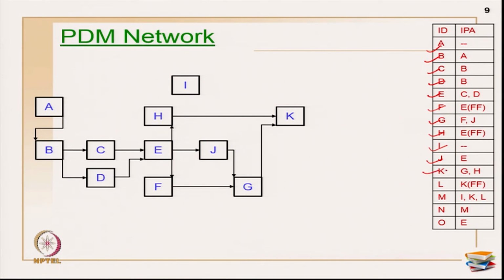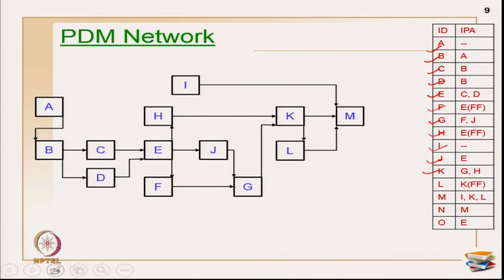The next I have activity K. So, it is primarily activity H and G. Then I have L. So, L is finish with respect to K. So, I have drawn here. Then I have activity M, so it is primarily I, K and L, okay, and then I have activity N. So after this I have activity O.